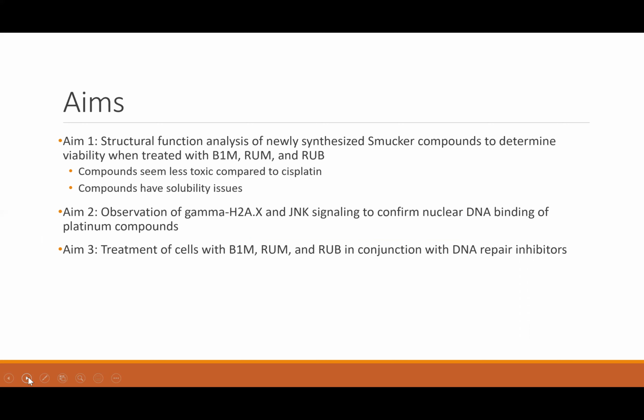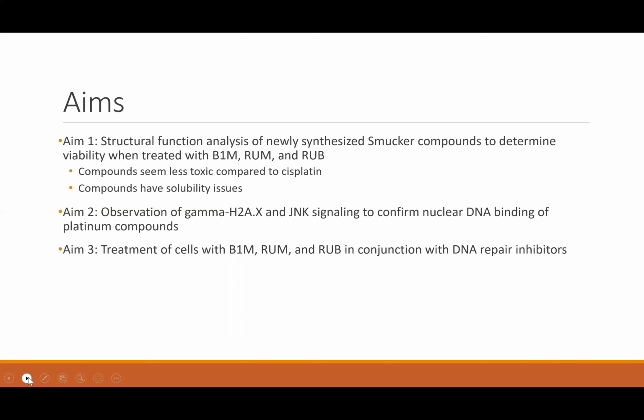A lot of RUM and RUB, even B1M, all seem less toxic compared to cisplatin, and they do have solubility issues, which presents a challenge if we were to try to translate this and treat live animals and humans, how we would be able to effectively have them be transported into cells, because you can't treat people with a chemotherapeutic and an organic solvent because that would be highly damaging. And unfortunately, I didn't really get to AIMS 2 or 3 because, again, campus canceled, global pandemic, the whole nine yards.